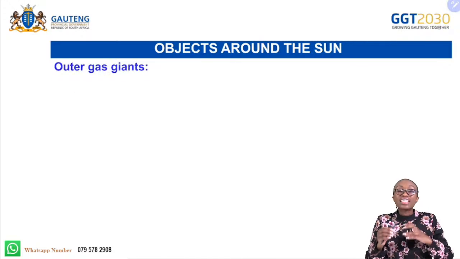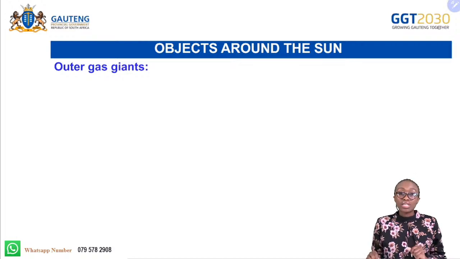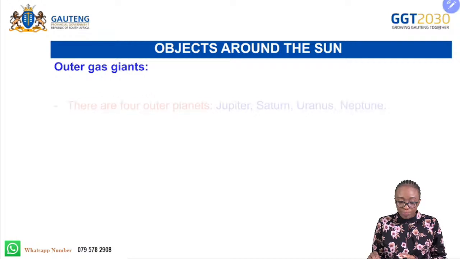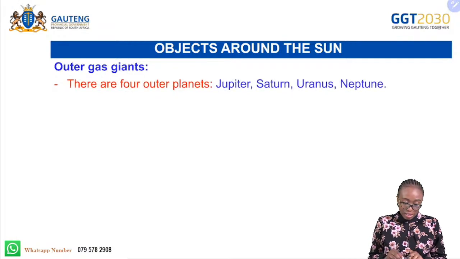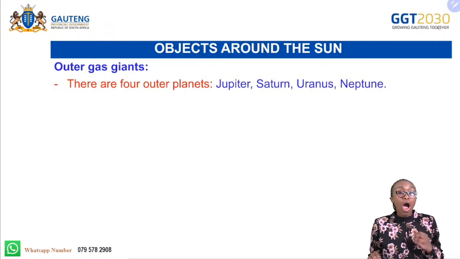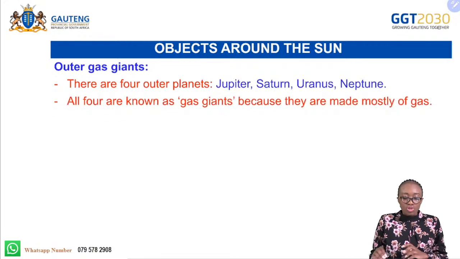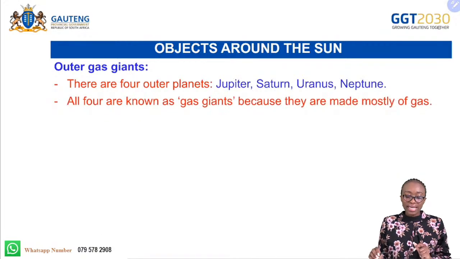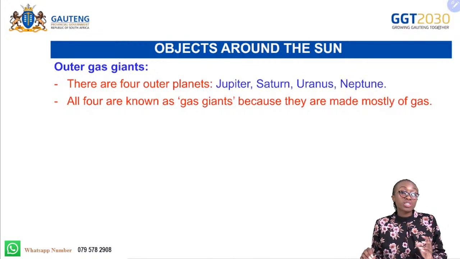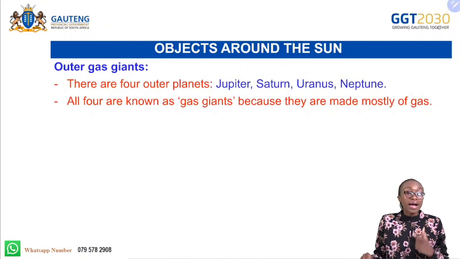Now let's talk about the outer gas giants, which is the remaining four. There are four outer planets, the outer gas giants. What are they? They are Jupiter, Saturn, Uranus, and Neptune. So all four are known as the gas giants because they are made mostly of gas. Just as the name says, they are called gas giants. So it follows that they are made up of gas.